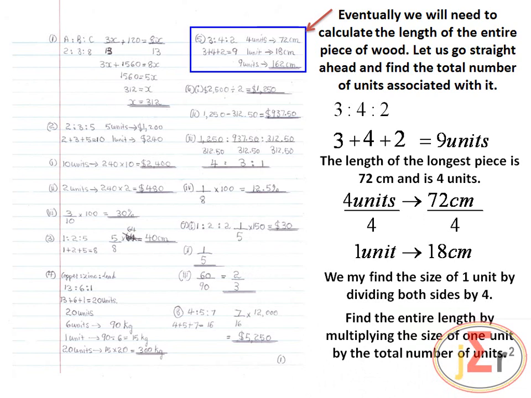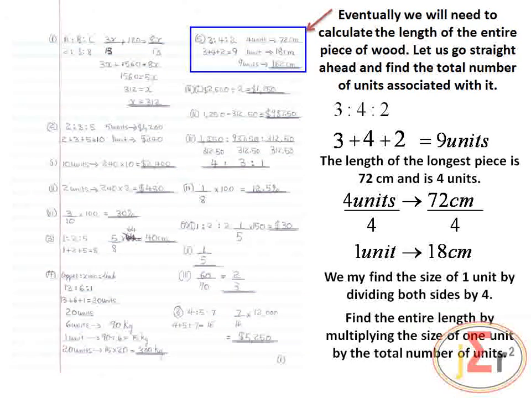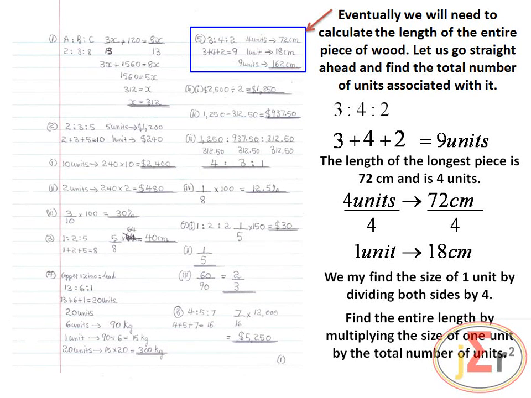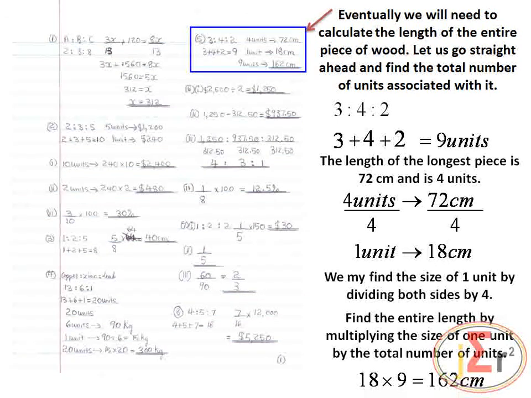So find the entire length by multiplying the size of 1 unit by the total number of units. What is the total number of units? 9 units. Therefore, we need to multiply the size of 1 unit by 9, and we will find the length of the entire piece of wood. 18 times 9 is equal to 162.